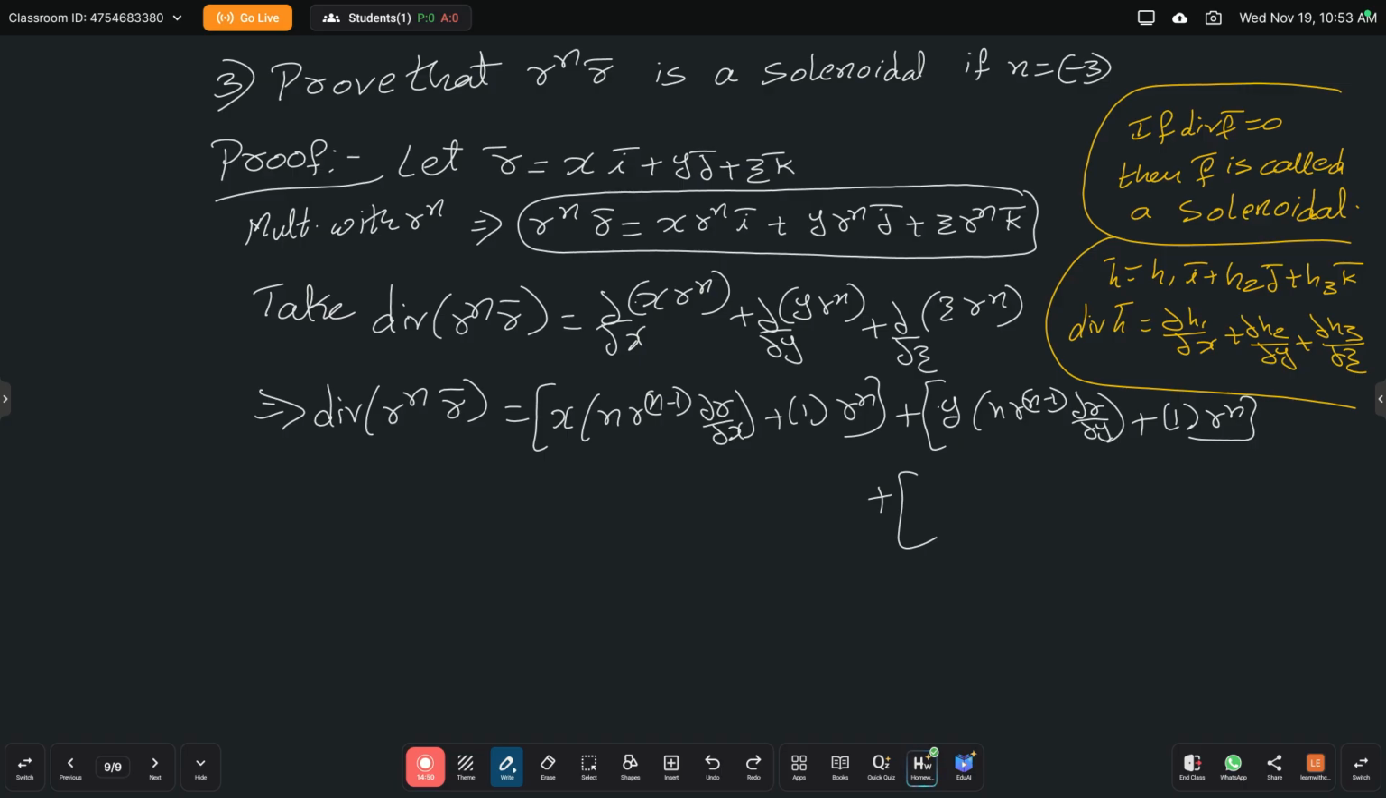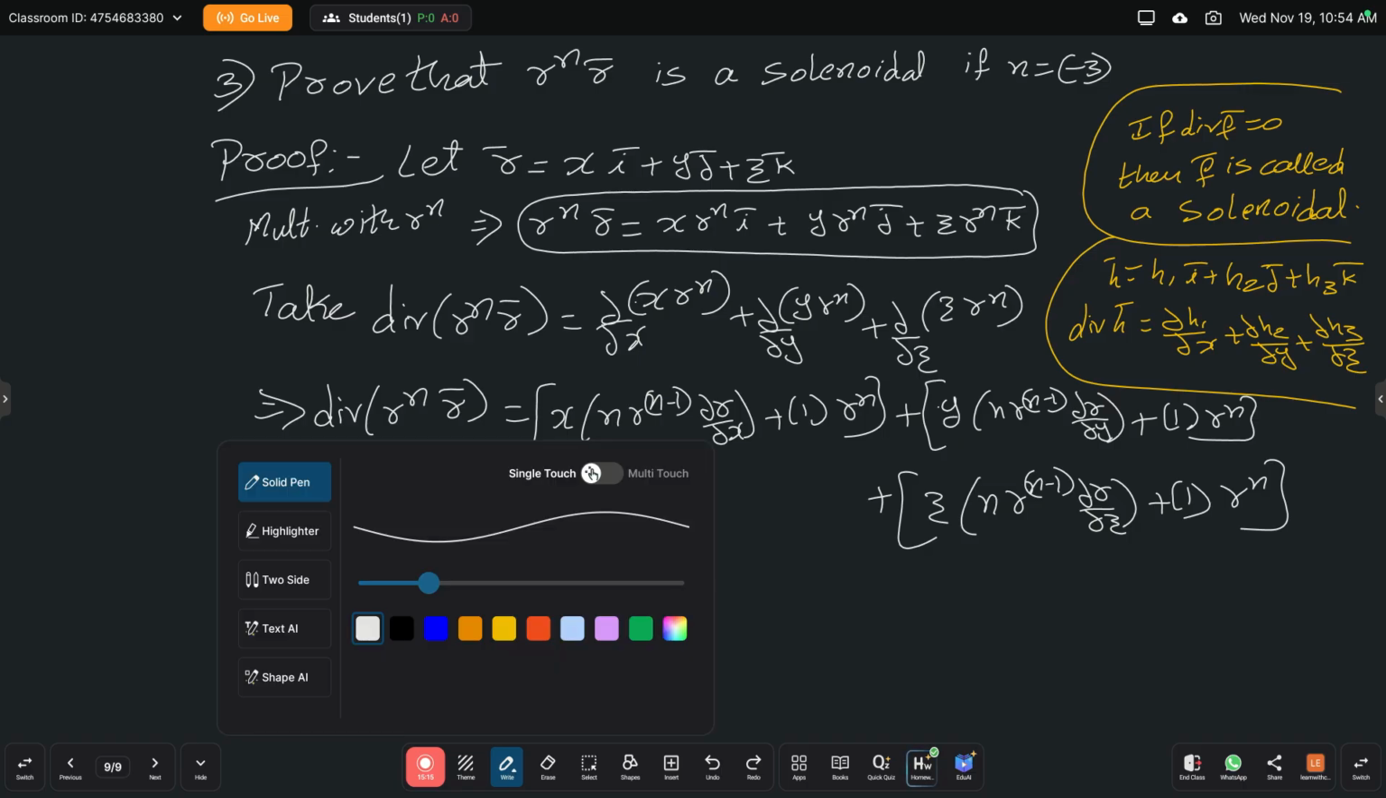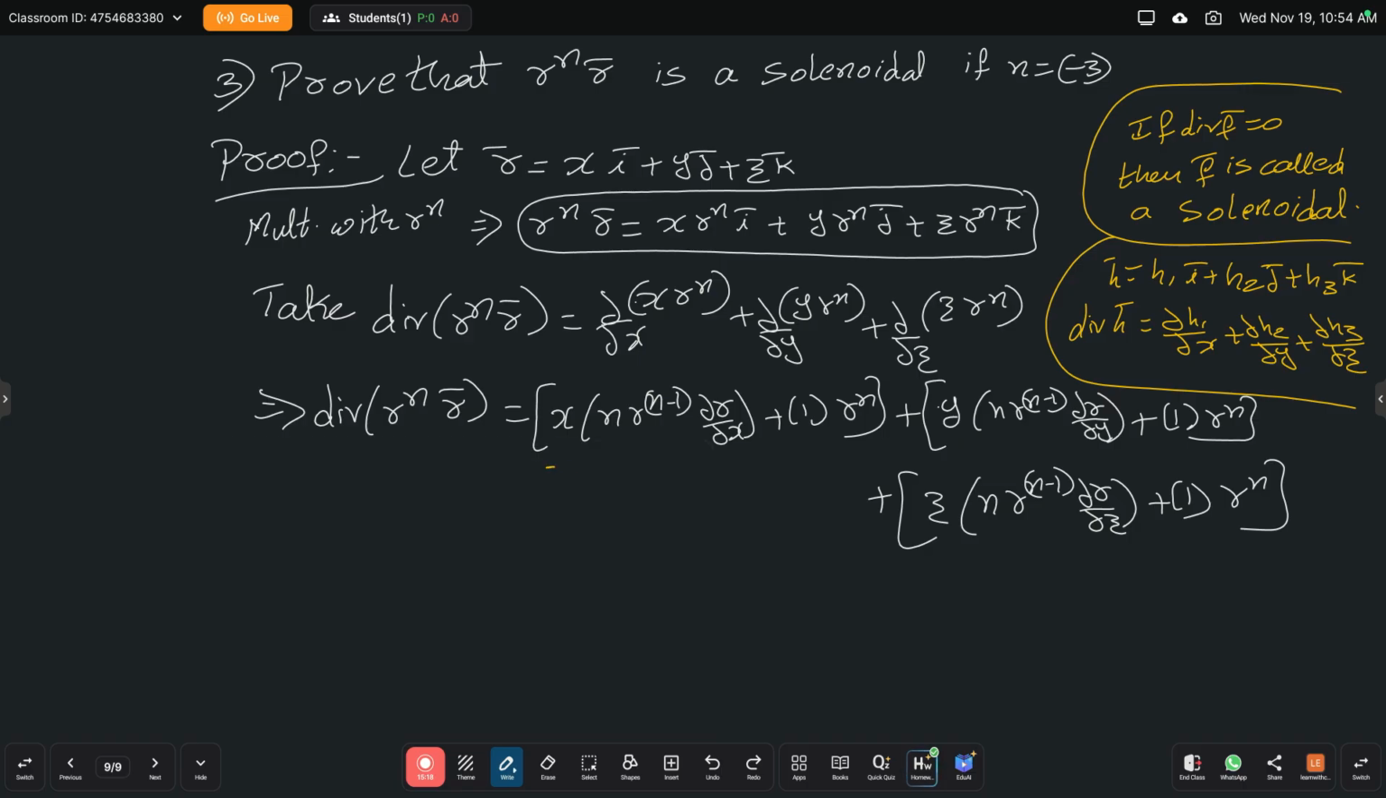The third term also in the same manner u into v dash, because z into r^n, both are in terms of z variables. So we have to partially differentiate with respect to z, differentiation of uv: u into v dash. What is v dash? n r^(n-1) ∂r/∂z plus differentiation of z is 1 into r^n. Then what I'm going to do here is take all the first terms at a stretch, and in the same manner all the second terms at a stretch.